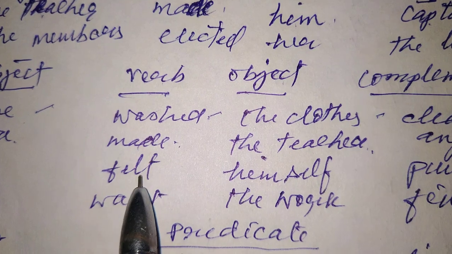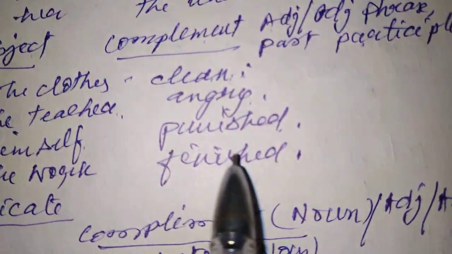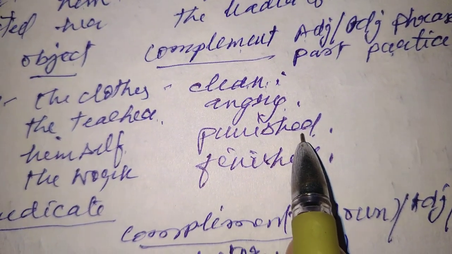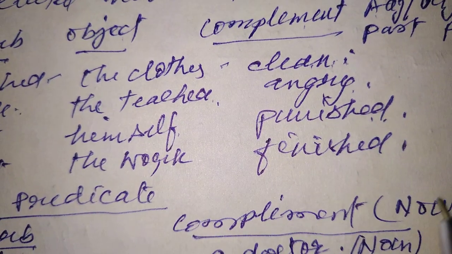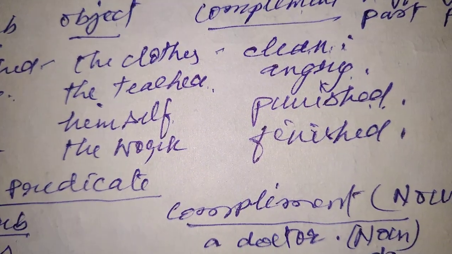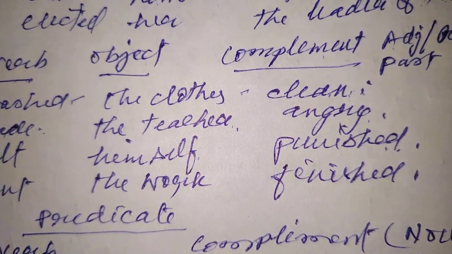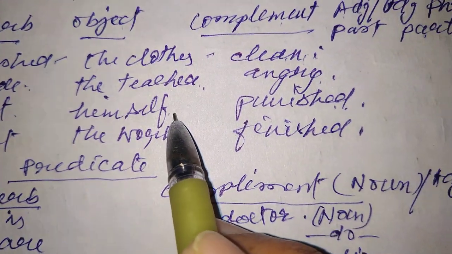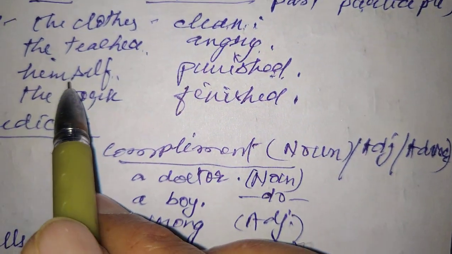Next, he felt himself punished. उसने अपने आप को खुद सजा देते हुए महसूस किया. He felt himself punished. उसने अपने आप को punished होते हुए सोचा. So in this, he is the subject, felt is the verb, himself मतलब अपने आप को object हो गया, and punished is the past participle form of the verb, the complement given to himself.